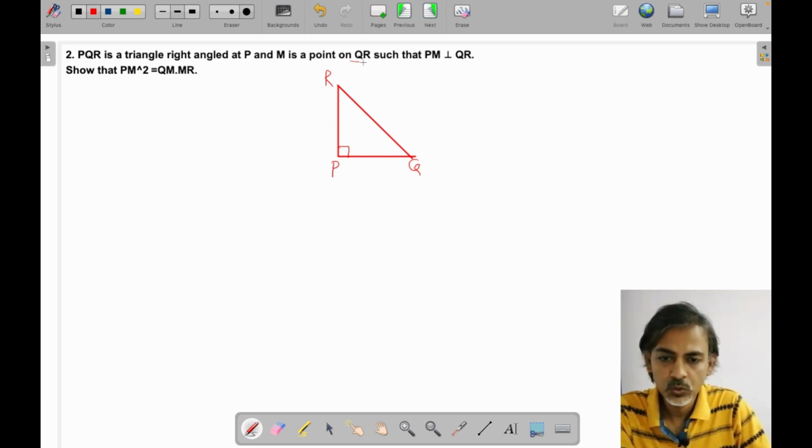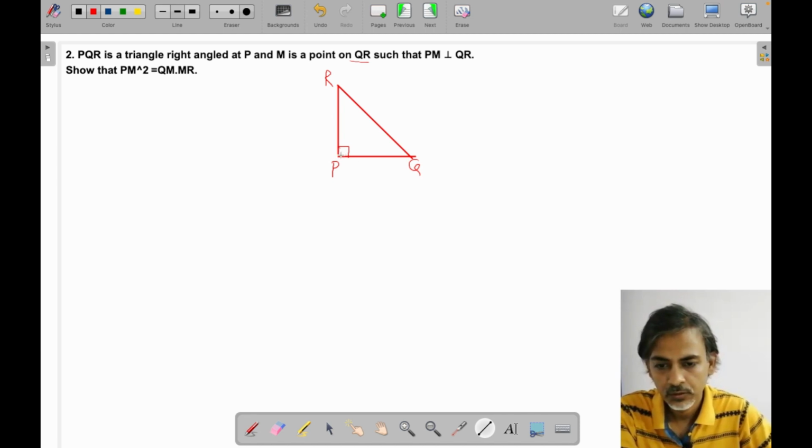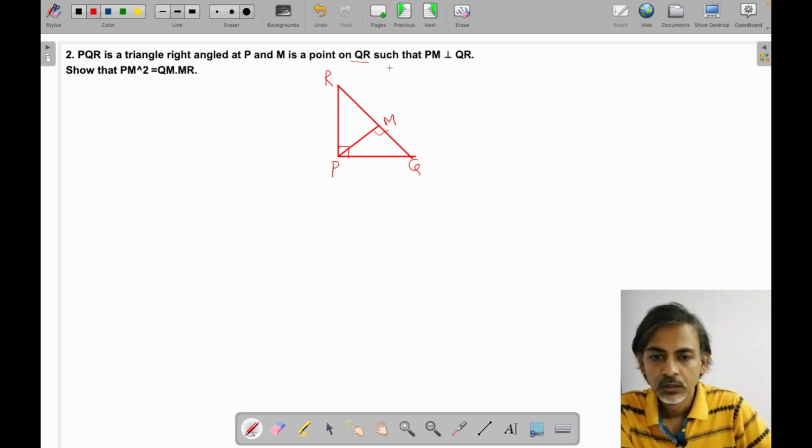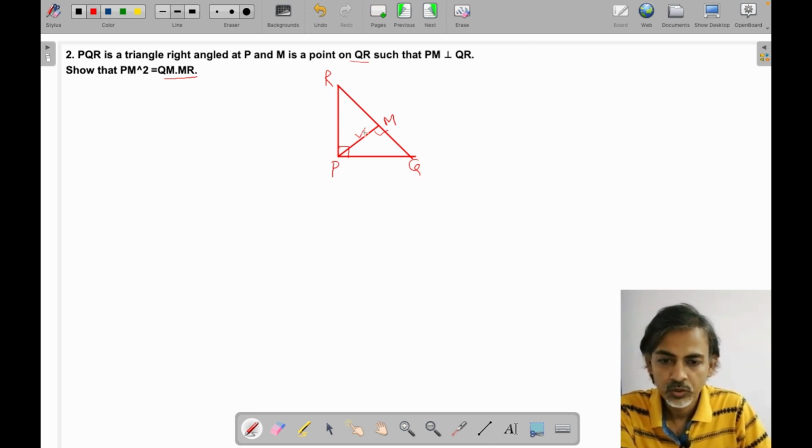M is a point on QR such that PM is perpendicular to QR. So now there is a perpendicular drop from here to the other side. So we'll take another line which is perpendicular, right? And so now this is perpendicular and this point is M. Now PM is perpendicular to QR, so that PM square, we have to show this PM square is equal to QM into MR. PM square equals QM into MR.